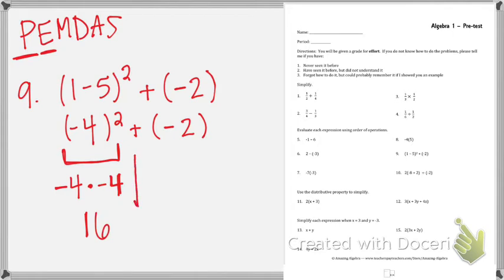So we know that is a positive 16. Let's bring down everything we have not used. Remember from yesterday, a negative trumps a positive. So we have 16 minus 2, which is 14. All right.